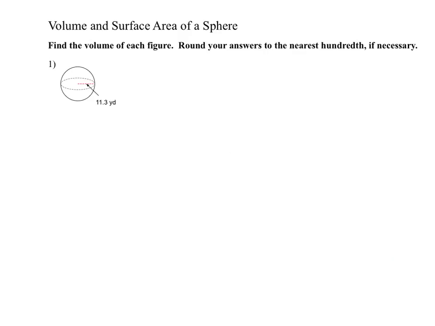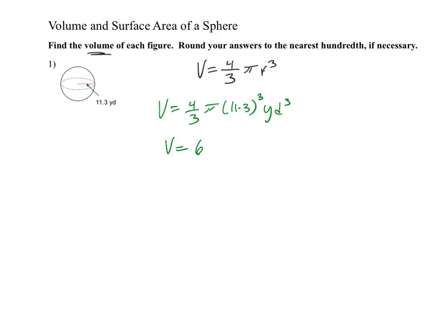Round your answer to the nearest hundredth if necessary. Find the volume of each sphere. So I'm working with the volume. Remember that the volume is 4/3 of pi r cubed. So that means I have volume equals 4/3 times pi times 11.3 cubed. So this volume is going to be 6,043.99 cubed units.